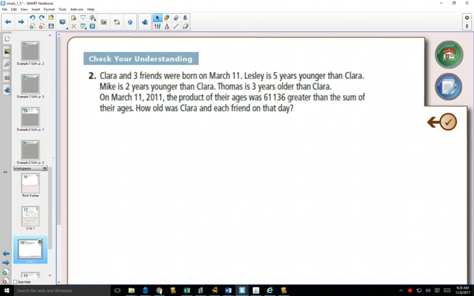And you happen to know that on March 11th, 2011, the product of their ages was 61,136 greater than the sum of their ages, but for some reason you never bothered to ask them how old they are. I don't care. Right? This is a very realistic word problem. Not at all. But this one is designed, let's just make up a silly example so you can use your new skills. This is one such example.